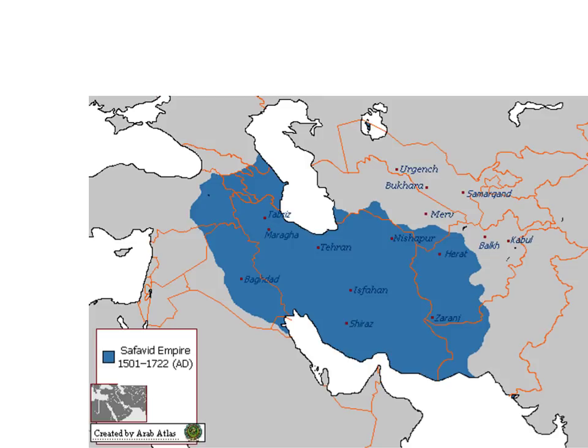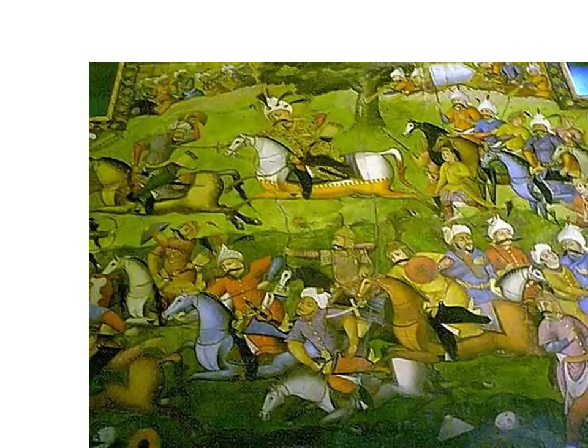But you see this division between Sunni and Shia, which is a division that goes all the way back to the 7th century, but you really see it forming the basis for some of the disputes between Islamic groups during the period of the Safavid and the Ottoman Empire.